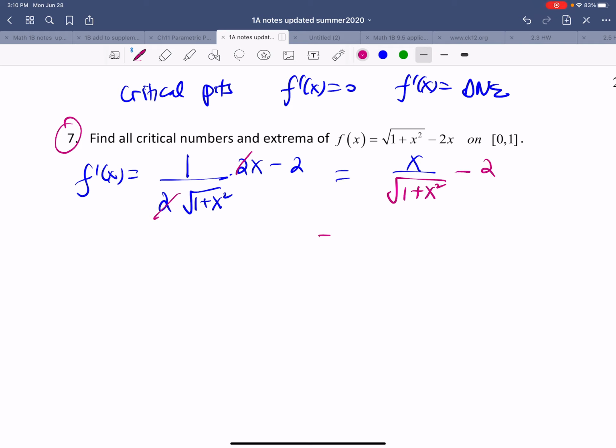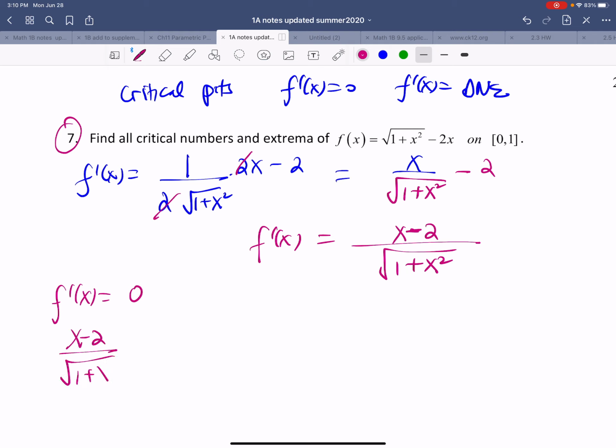In order for me to find where the derivative is 0 or where the derivative does not exist, I need it in a nicer shape and form. So I think this is okay. So f prime of x is equal to 0 when x minus 2 over 1 plus x squared is equal to 0. That means when x minus 2 is 0, or x is equal to 2. And f prime of x is undefined, and that's actually never going to happen because there's no value of x that's going to give me 0 in the denominator. So this is never.